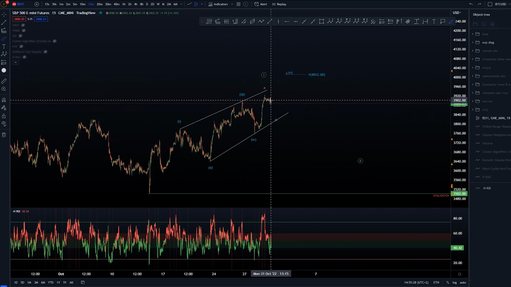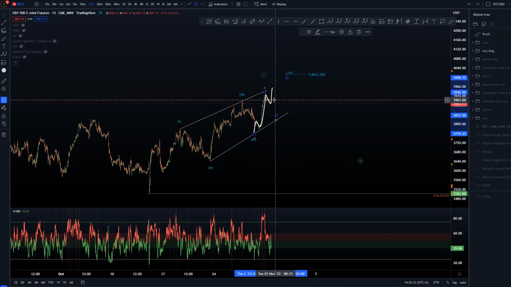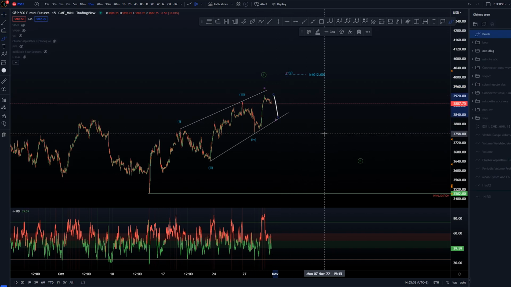However, there's also a possibility for this one to be a 1, 2, 3, 4, 5, looking for this A to push a bit higher possibly, and then going down.